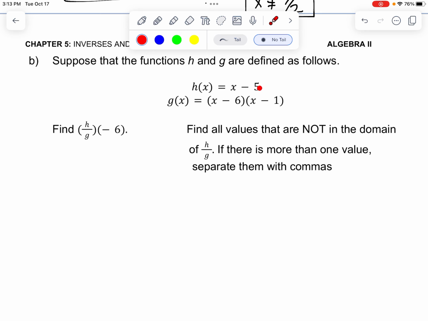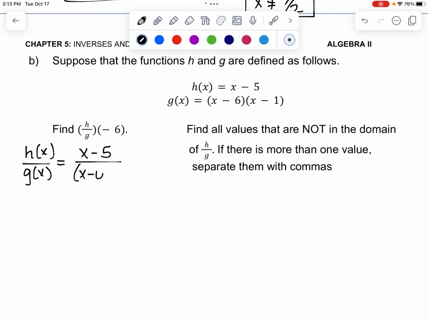So we have h of x, we have g of x, and again, we're finding what that evaluates to when our x value is negative 6. So I'm going to start by just finding h of x over g of x again, because that's going to help me figure out what values should not be in the domain. So h of x is x minus 5, and g of x is x minus 6 times x minus 1.